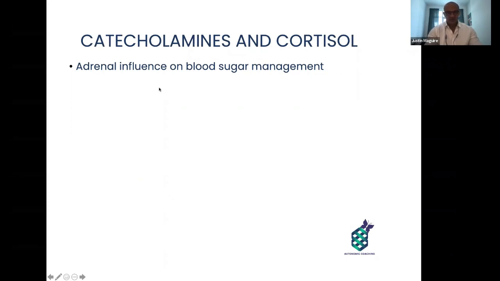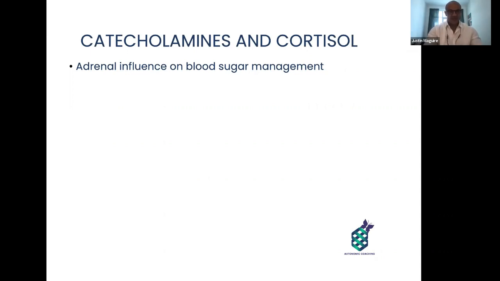Just to continue on with the presentation now again, catecholamines and cortisol. Catecholamines coming from the medulla of the adrenal gland, cortisol coming from the zona fasciculata of the adrenal gland. So they're both released from the adrenal glands, and their regulatory release comes from the pituitary, the anterior component of the pituitary to be precise.